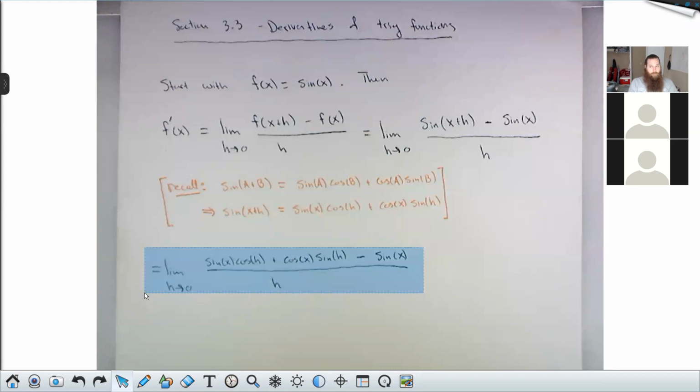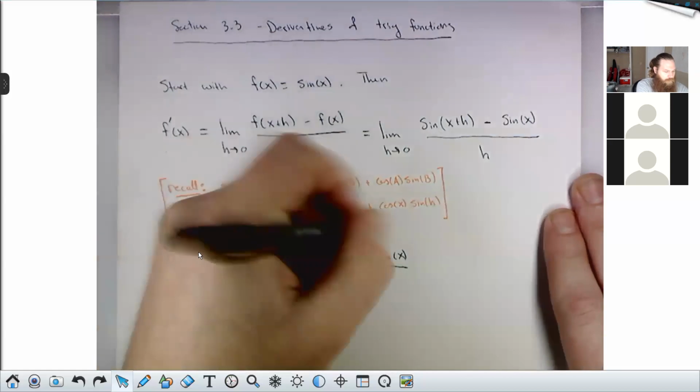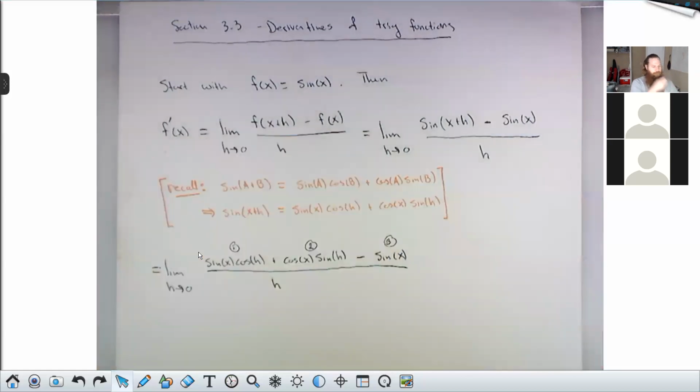It doesn't at a glance appear to be making this limit easier, but trust me, it will. Remember, our goal is to plug in 0 for h. So the problem is that there's this h down here. He's making life hard. And also, if we plugged in 0 for h, the top would be 0. So right now we're in a bit of a pickle. And this identity hasn't fixed that for us yet, but it's going to. I'm going to group some terms together. I'll call this term 1, I'll call this term 2, and I'll call this term 3. I'm going to group terms 1 and 3 together.